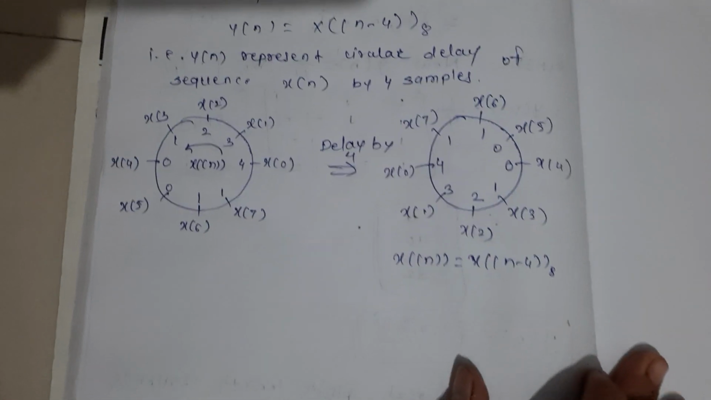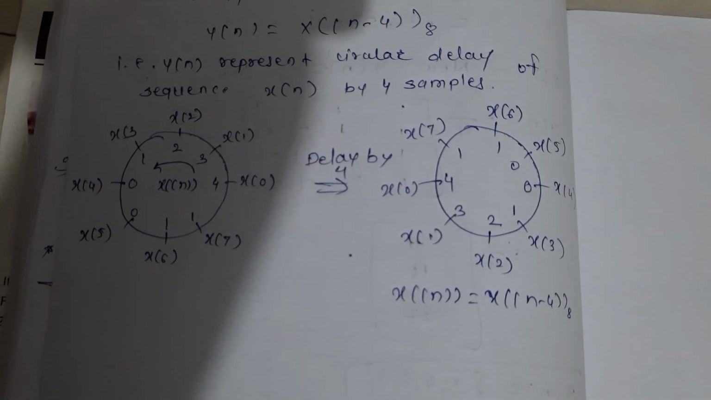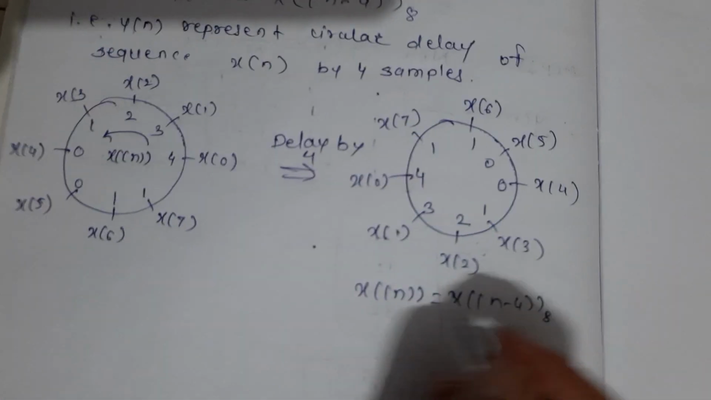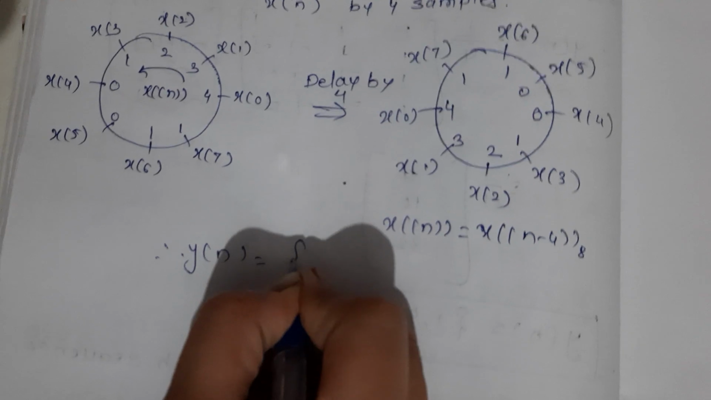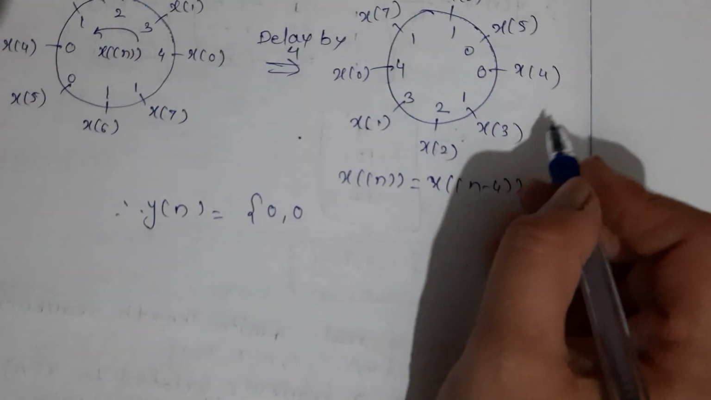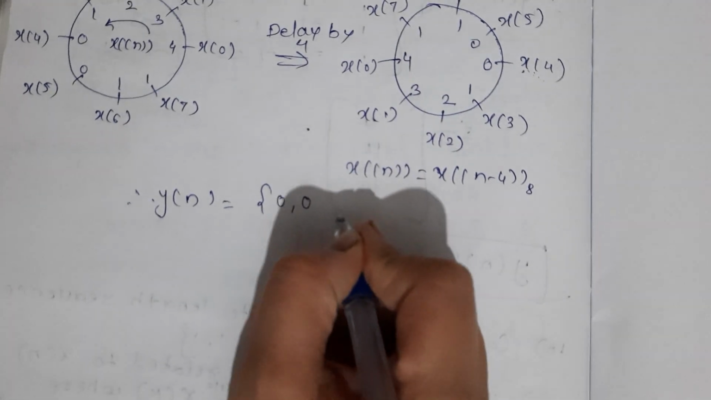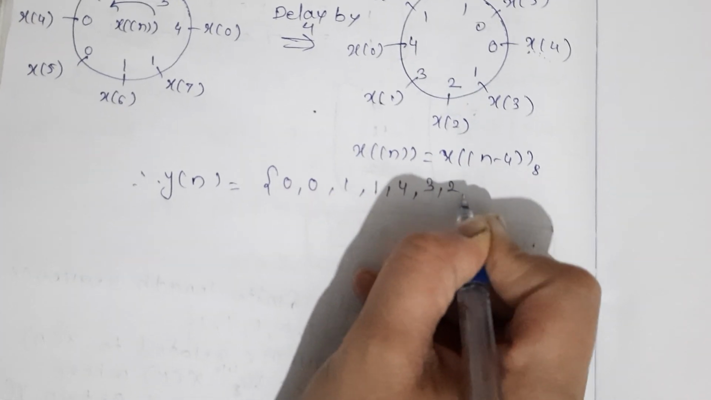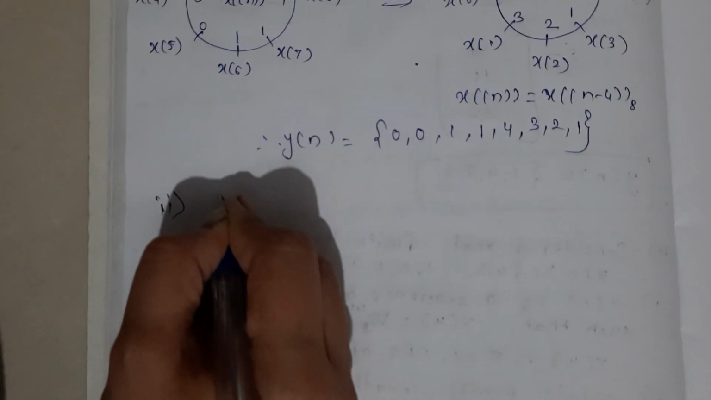So this is the diagram for y of n for this delay by 4 sequence. So we can write y of n is equal to 0 0. This is the starting point of y of n, 0 0 1 1 4 3 2 1. Now the second part of the problem.